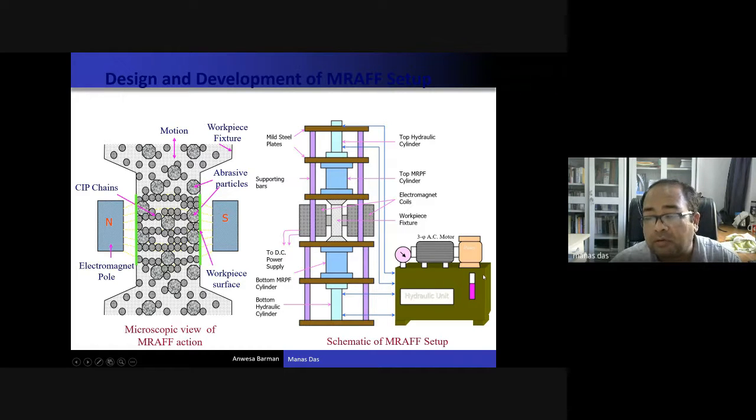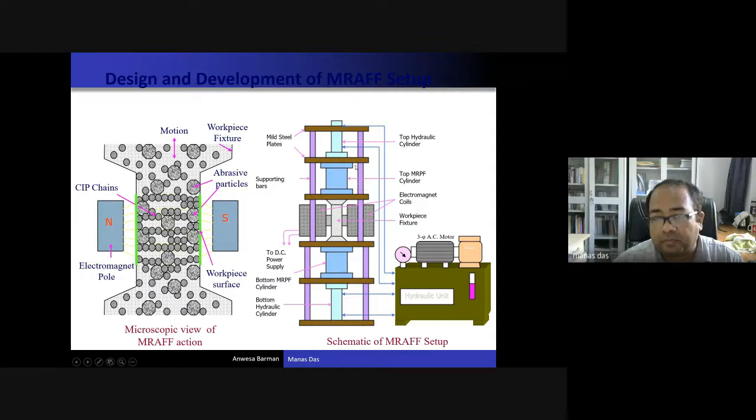Okay, so this is the hydraulic unit. You can give up to 100 bar of pressure. This is the hydraulic cylinder. Two hydraulic cylinders are there. One piston is in the hydraulic cylinder, and another piston is in the polishing fluid cylinder, and these two cylinders are connected by a connecting rod. Here also these two cylinders are connected by a connecting rod.